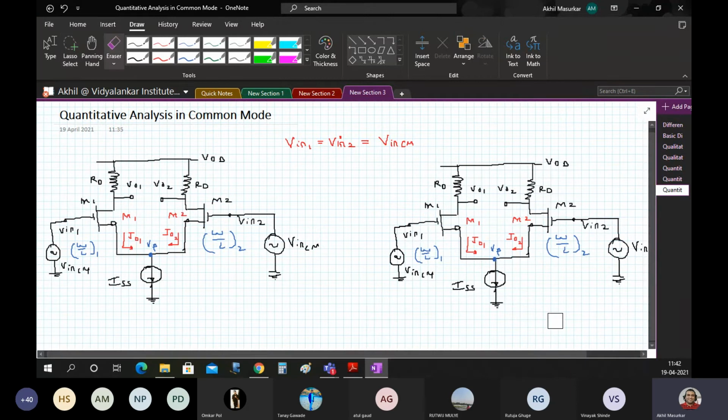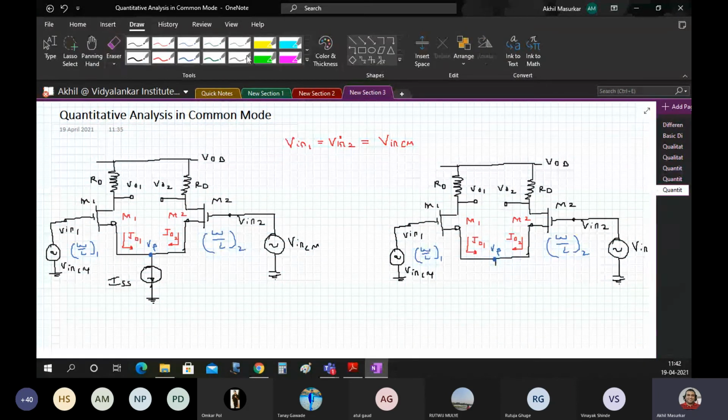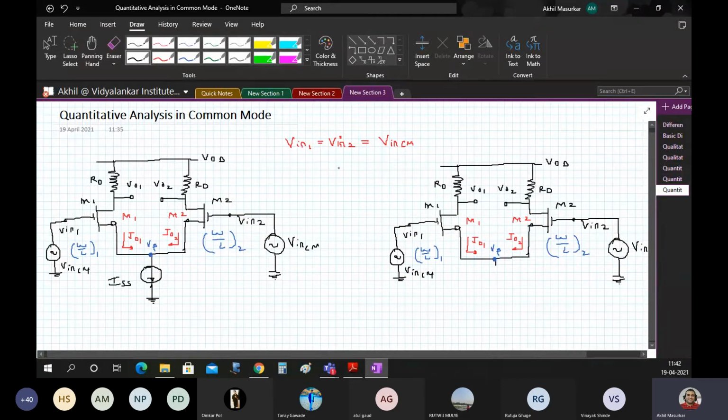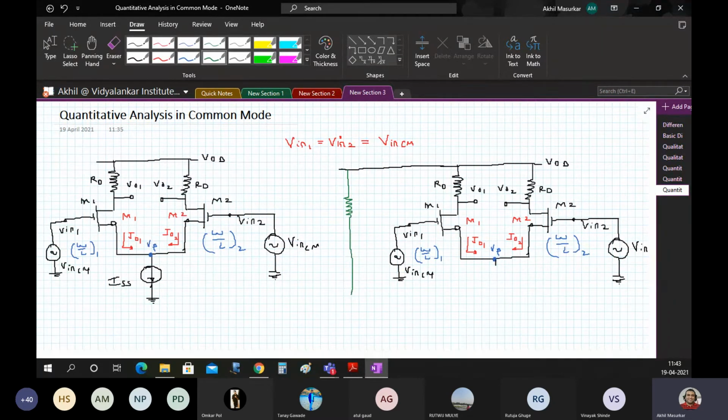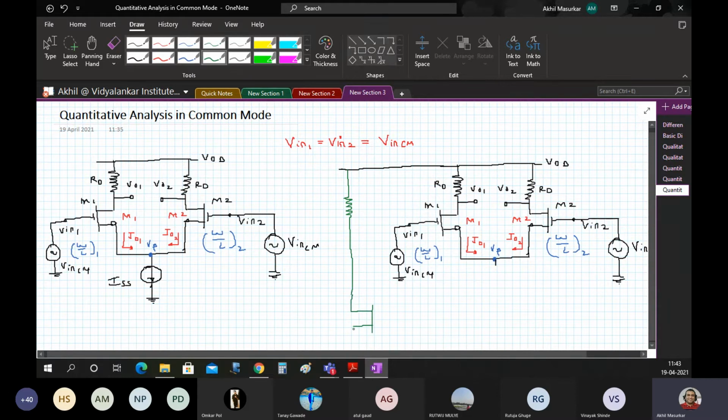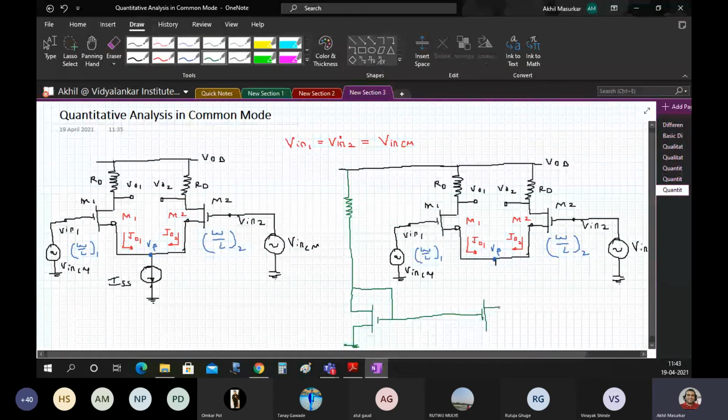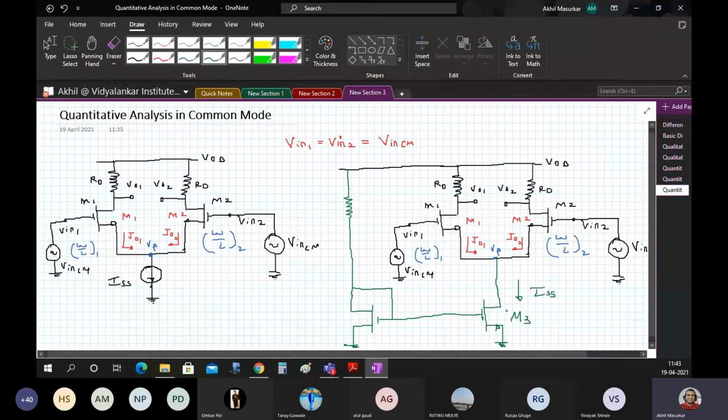All this is fine, but actually this current source is implemented in this fashion. I have already shown you that, but still I'll repeat it. This is my VDD, and actually the current source is like this. So it is implemented through a current mirror. We have already discussed this, but since we are doing common mode response, let's keep that in mind. The current flowing through this, let's say this is M3 and this is going to be ISS.